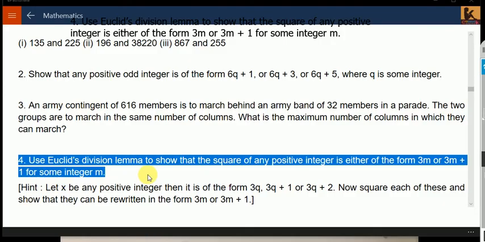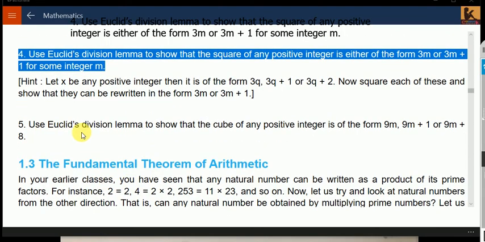Now after this there is another question: use the Euclid division lemma to show that the cube of any positive integer is in the form of 9m, 9m plus 1 and 9m plus 8. In this one you don't need to do anything new. You just carry over from the above question. We have formed the equation like this.